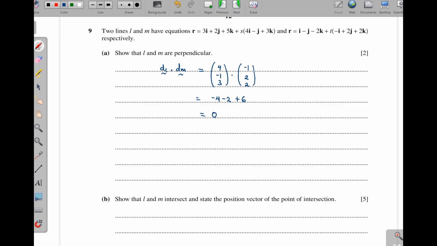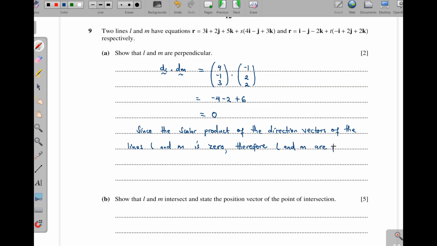So we shall conclude, and then we say that since the scalar product of the direction vectors of the lines L and M is 0, therefore we write this statement: L and M are perpendicular. As simple as that.